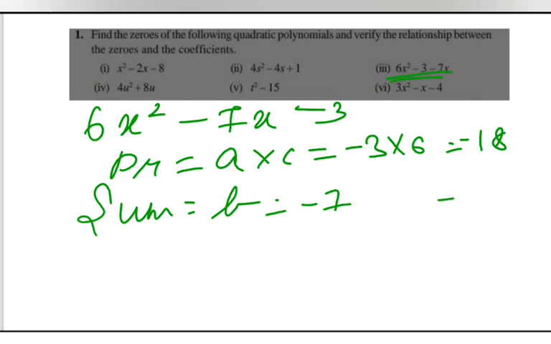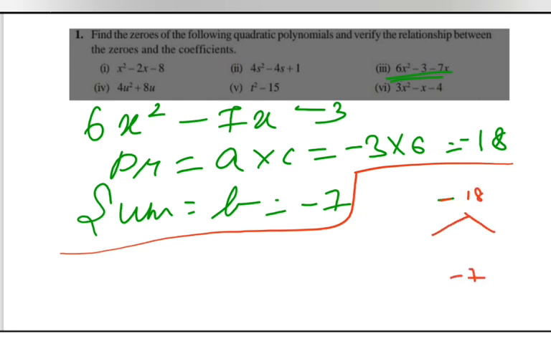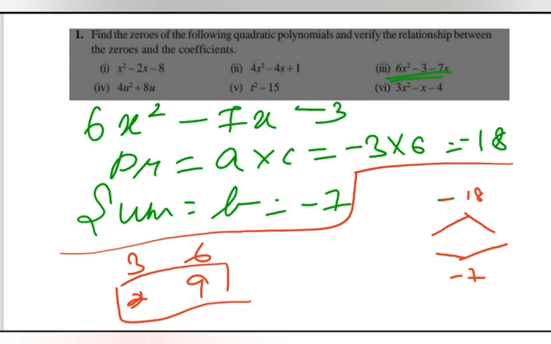Now let's find the zeros. First the product, and down the sum. So we should assume two numbers. We can take 3 and 6, or 18, or 2 and 9. Yeah, we got that. This is the one. Why am I directly taking 2 and 9? Because if we multiply them, we'll be getting 18, and if we subtract them, I will be getting 7: 9 minus 2, 7. So I can easily neglect 3 into 6.